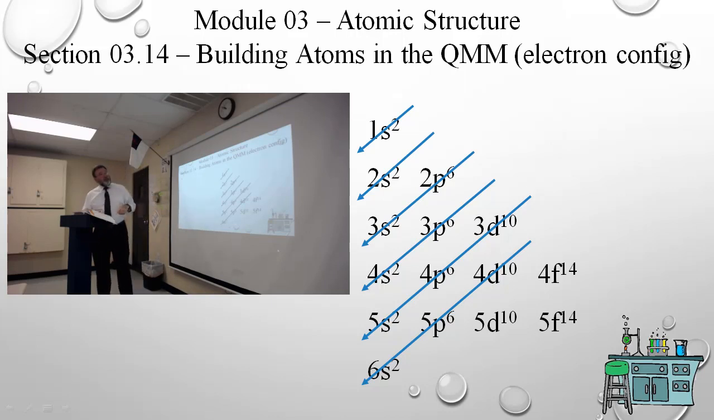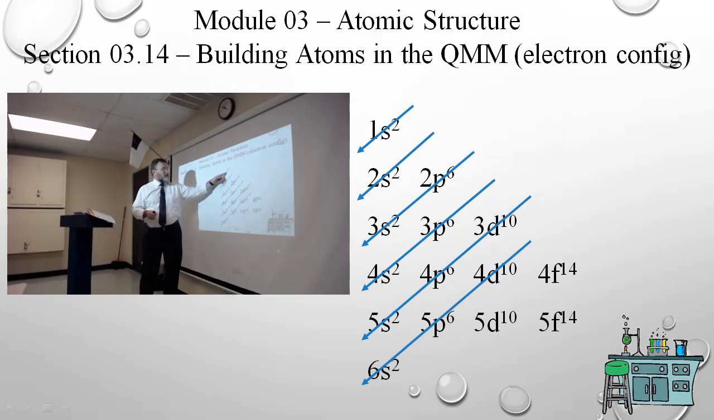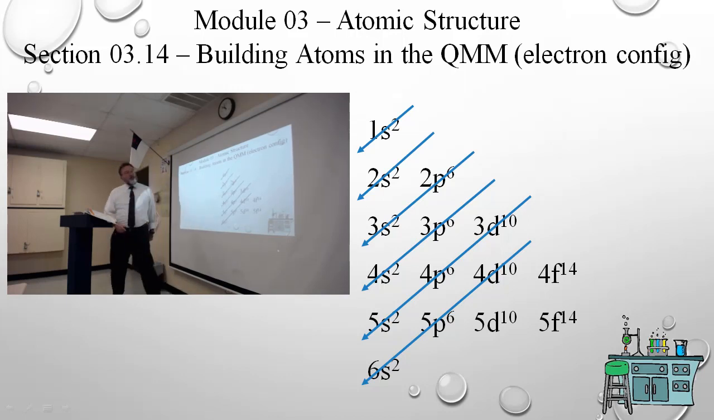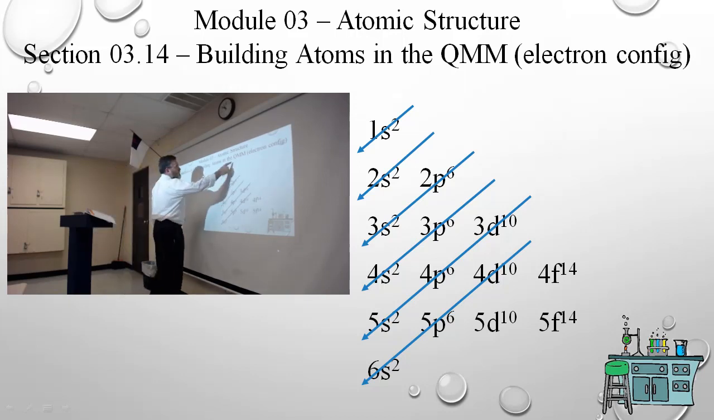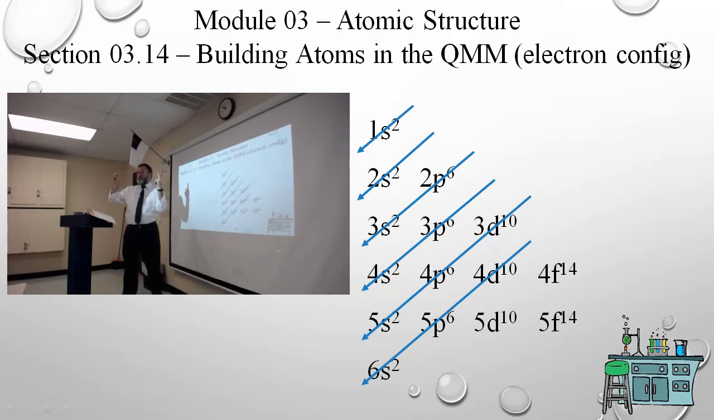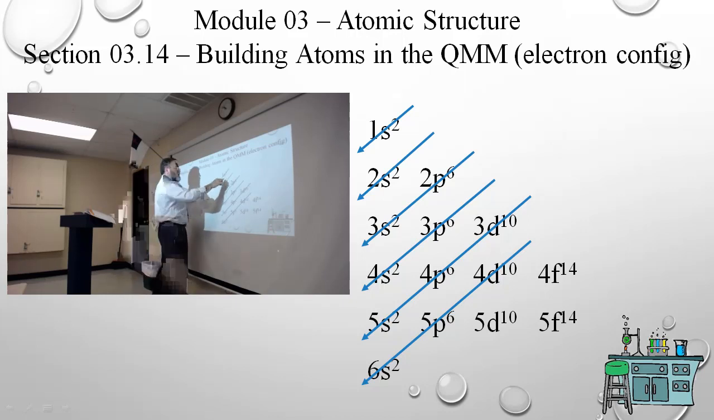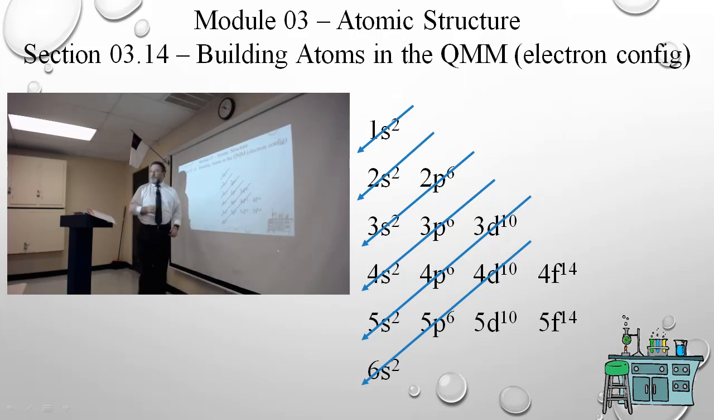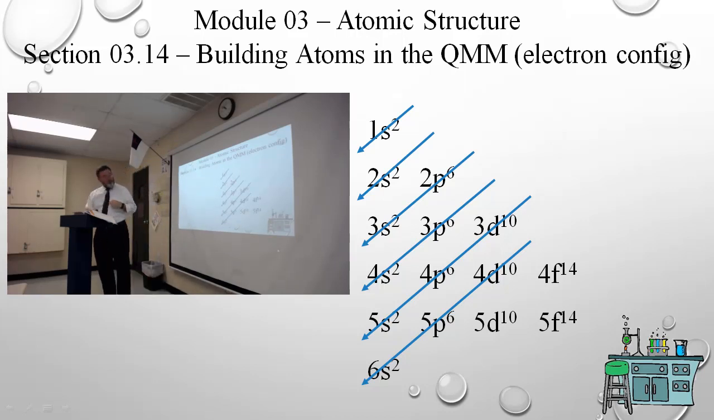What about helium? Helium is atomic number 2. I need to place 2 electrons: 1s2, both of them. That's 1 and 2. If I go over to lithium, it's 3. 1s2, that's 2, and 2s1. That's my 3. Remember, the superscript means how many electrons I am going to put into that orbital. So if I need to place 3 of them, it's 1s2, 2s1. That accounts for all 3 of my electrons.